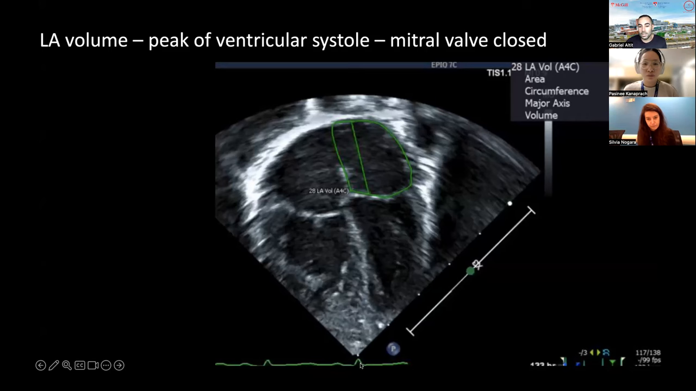You see the QRS is here, the peak of systole is happening here, and eventually the QRS will restart. This is at the peak of contraction of the left ventricle when the left atrium is very filled. It's the end of ventricular systole, when the left atrium is very filled and the mitral valve is closed. That's exactly where I would do the right atrial planimetry, and that's where I would do my left atrial volume. And the volume is in milliliters. Here it's expressed in cubic centimeters, but a cubic centimeter is the same thing as a milliliter. So it's 2.43 milliliters.